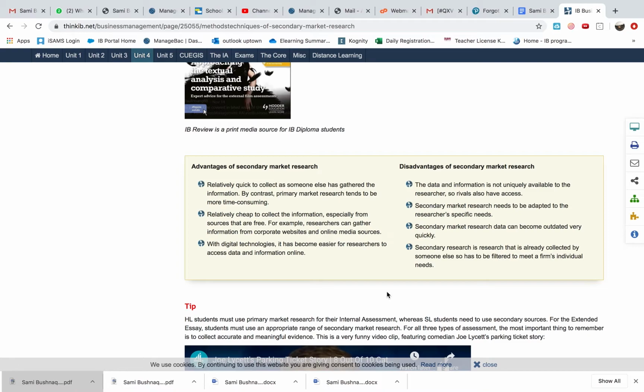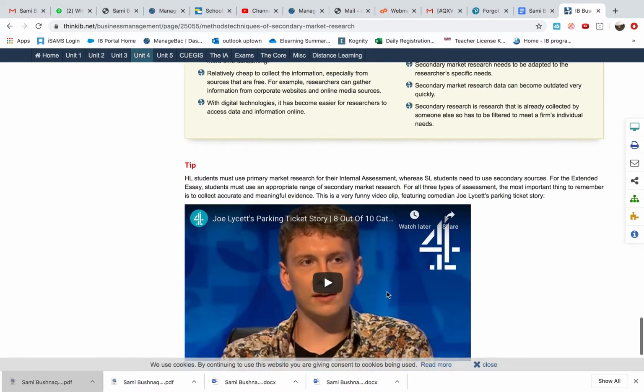However, the disadvantages of secondary research: the research information is not uniquely available, so anyone can access it. So you don't have an advantage. If anyone can see it, it's not information exclusive only to you, unlike with primary research. Secondary research and market data can become outdated pretty darn quickly. So that's another disadvantage. And secondary research that is already collected by someone else has to be filtered to meet a firm's individual needs. Once again, there might be like 17 paragraphs that are not relevant, and only 2 or 3 out of that whole article that is something you need.